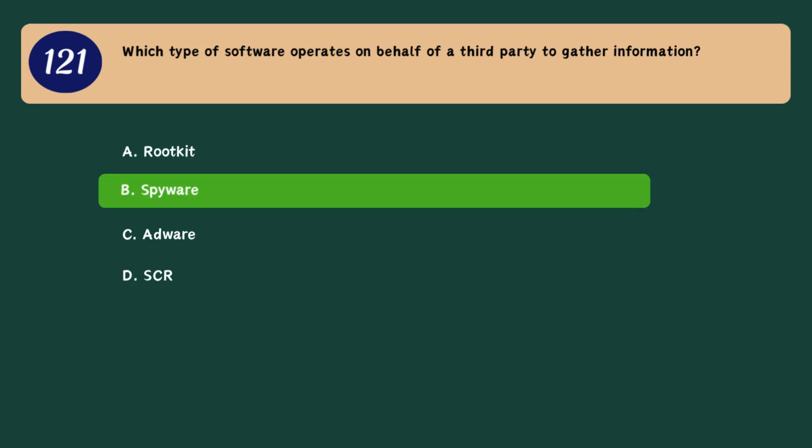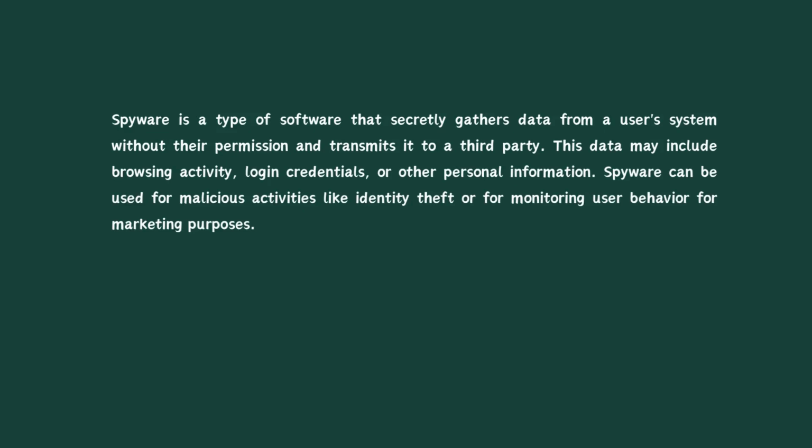Correct answer: B. Spyware. Spyware is a type of software that secretly gathers data from a user's system without their permission and transmits it to a third party. This data may include browsing activity, login credentials, or other personal information. Spyware can be used for malicious activities like identity theft, or for monitoring user behavior for marketing purposes.